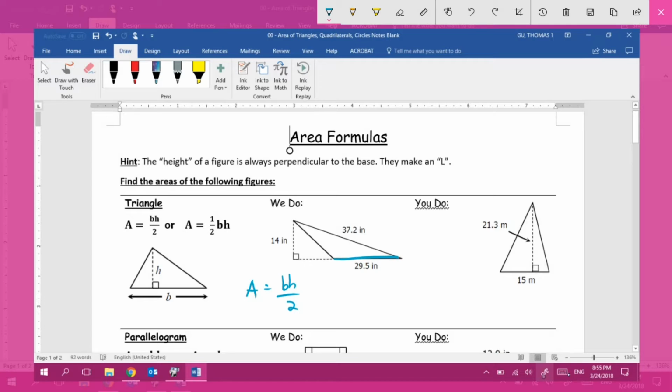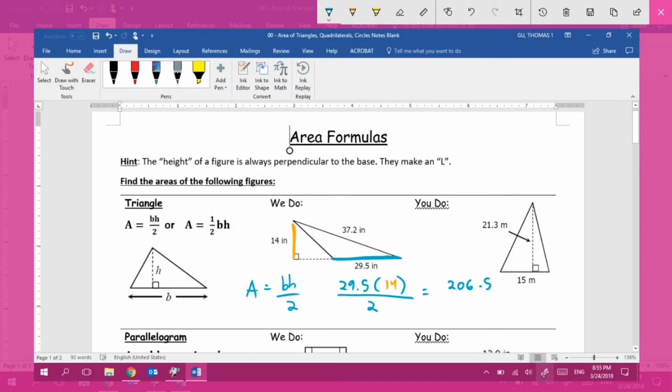I'm going to do the we do. So the base on this triangle over here is 29.5. Can you see it? That's the base. 29.5. So I'm going to use that. 29.5 times, what's the formula? Times height. Where's my height? Look at that. They drew it in for me. It's 14. And both of these are inches, okay? And then the formula was over 2. So I'm going to set all this into my equation, put it in the calculator.